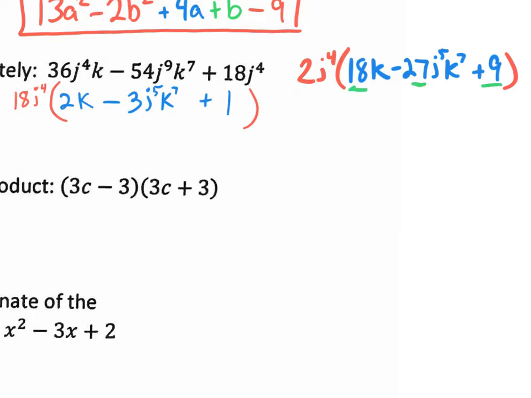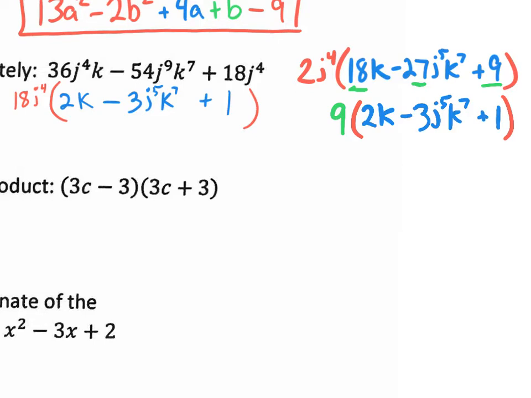Pull out a 9. So check this out. If I put a 9 right here and I have the parentheses, what would be left over on the inside? I'd have the 2k, I'd have a minus 3 j to the fifth k to the seventh, and I would have a plus 1, right?